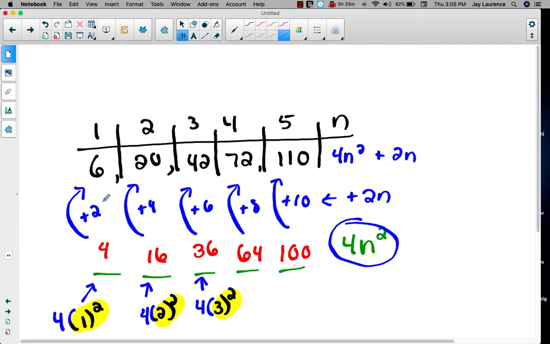Because on the first one I added 2, 1 2. On the second one I added 4, or 2 2's. On the third one I added 6, or 3 2's. The fourth one I add 4 2's. On the fifth one I'll add 5 2's. On the 17th one I'll add 17 2's. So on the nth one I have to add n 2's, or better said as 2n.